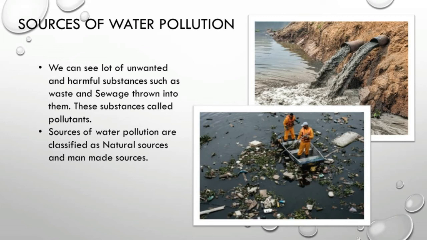Sources of water pollution. When you look around, you can see polluted water bodies in your surroundings. You can see a lot of unwanted and harmful substances such as waste and sewage thrown into them. These substances are called pollutants. These pollutants are released by various activities from different sources. In general, sources of water pollution are classified as natural sources and man-made sources. Come, let's see that.